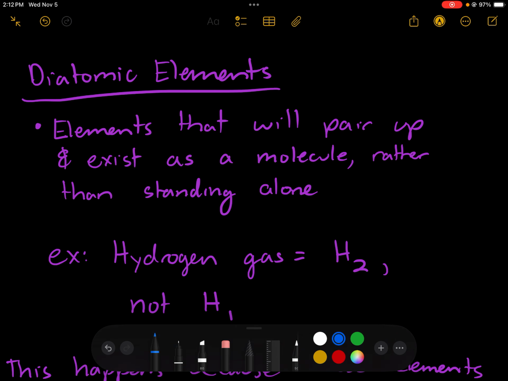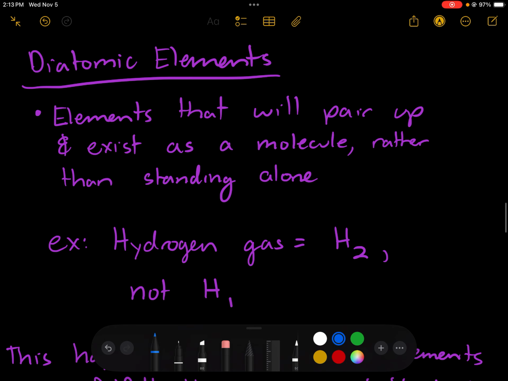Diatomic elements are something that pop up now and again, and they're very important to know about, because when you end up writing chemical reactions, like we're going to do in the next video, you need to remember that they exist. If you write a chemical reaction incorrectly, you're going to balance that reaction incorrectly and then eventually do math incorrectly. So, the definition of a diatomic element is an element that pairs up and exists as a molecule in a sample of itself rather than just standing alone.